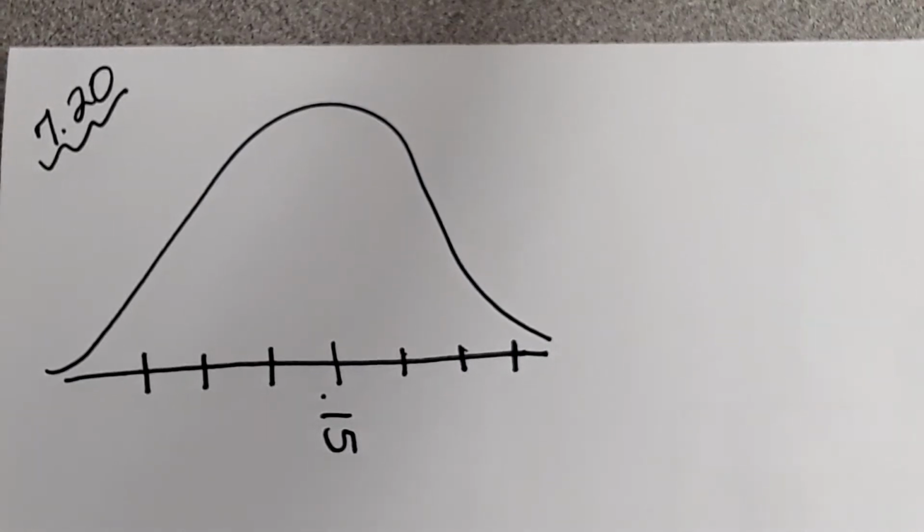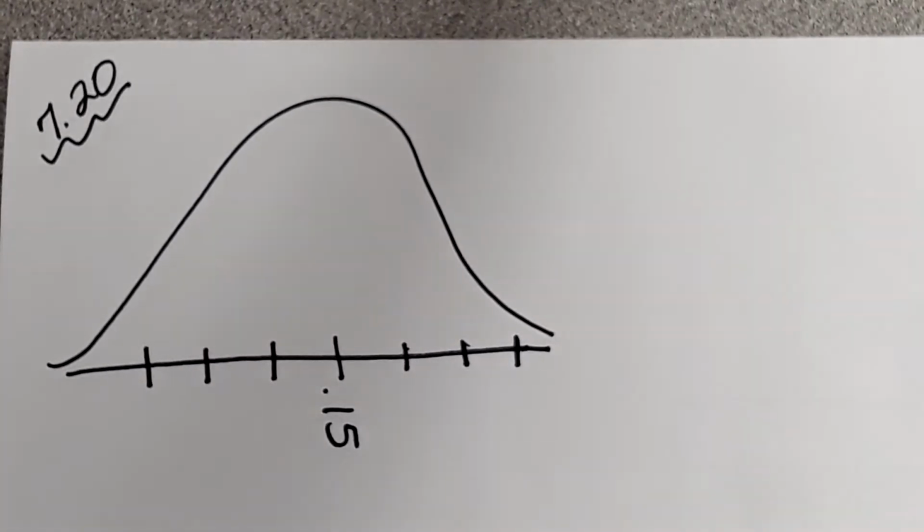Hey guys, so we're doing problem 720 on page 480. It's in the blue book. So again, page 480, and it's a continuous random variable. Okay, so our mean was 0.15. Our standard deviation is 0.092.